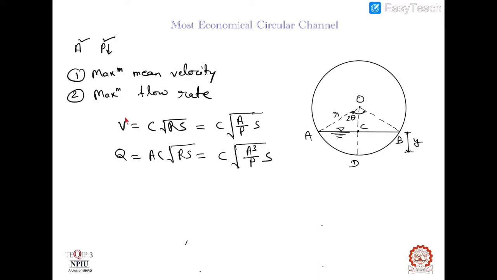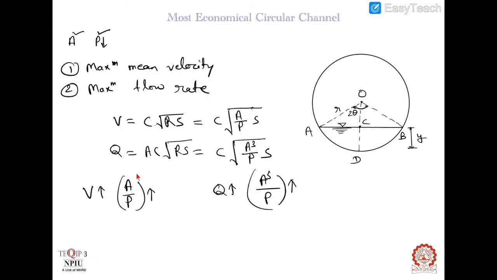So for the maximum velocity, A upon P should be maximum. V will be maximum when A upon P will be maximum. Q will be maximum when A cube divided by P will be maximum. This C and S both are constant. Here A cannot be constant, so we have to vary both A and P to find the maximum velocity and maximum discharge.